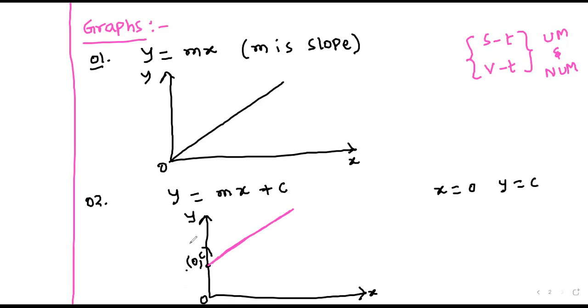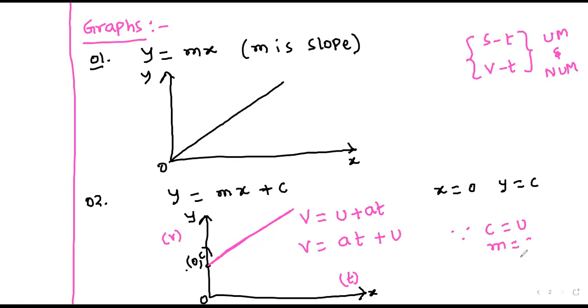See here, we are having the equation v equal to u plus at. I will consider along y-axis as v, along x-axis as t. That is the vt graph. See, v equal to at plus u, can I write? Instead of c we are having u, instead of m we are having a, y means v, x equal to t.